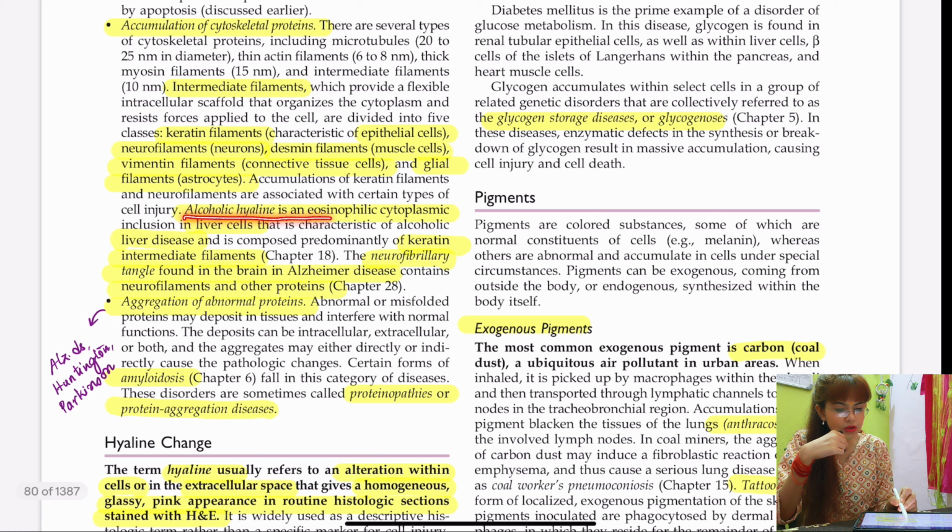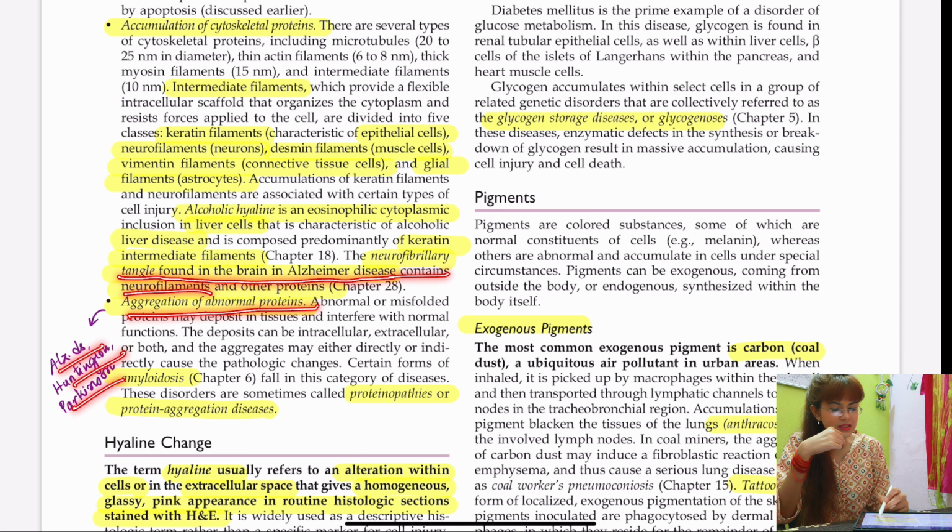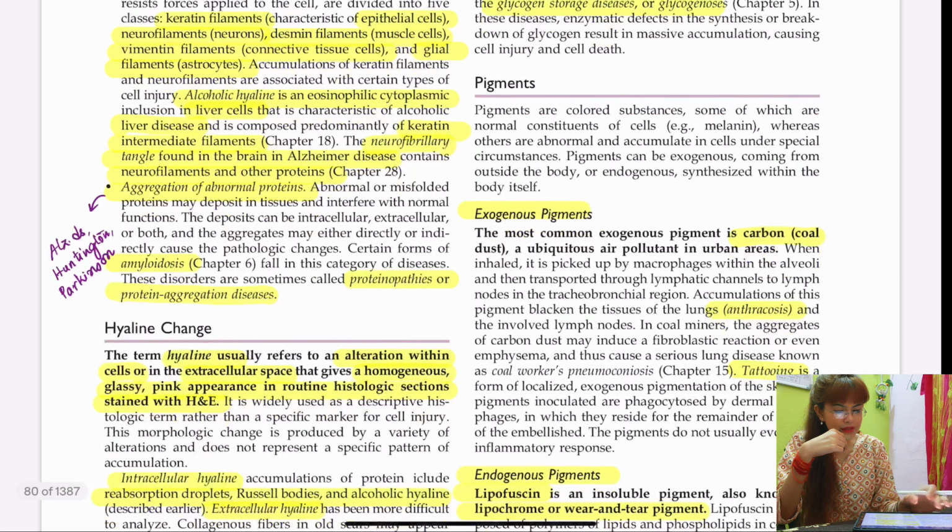Alcoholic hyaline is an eosinophilic cytoplasmic inclusion in the liver cells. The neurofibrillary tangle found in Alzheimer's disease contains neurofilaments. Aggregation of abnormal proteins is seen in Alzheimer's disease, Huntington disease, amyloidosis, and these proteinopathies as well.